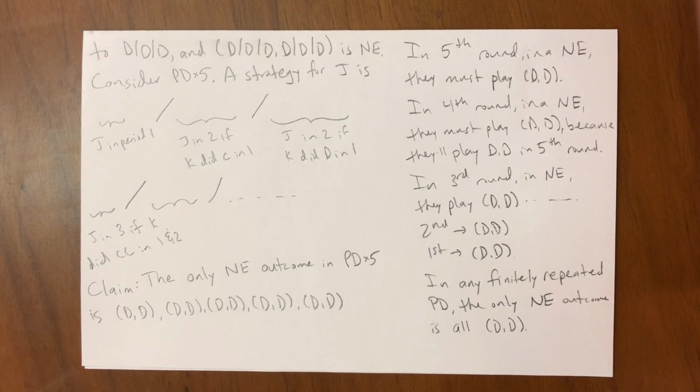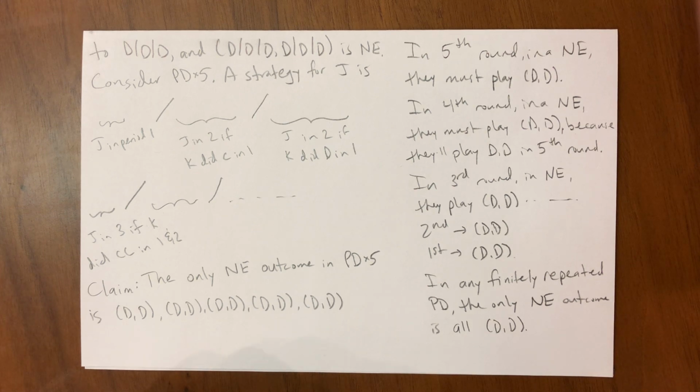Okay, we're back. What we're talking about right now is this finitely repeated prisoner's dilemma. I added in this one sentence right here. It says, in any finitely repeated prisoner's dilemma, the only Nash equilibrium outcome is all DD. So this is kind of a pessimistic, or negative, result, right?